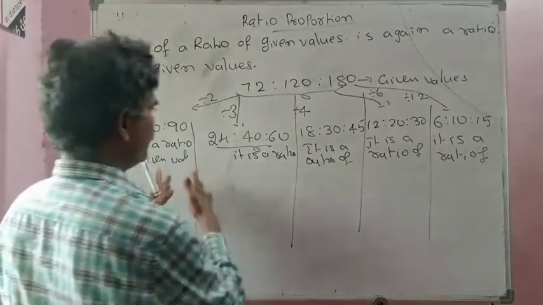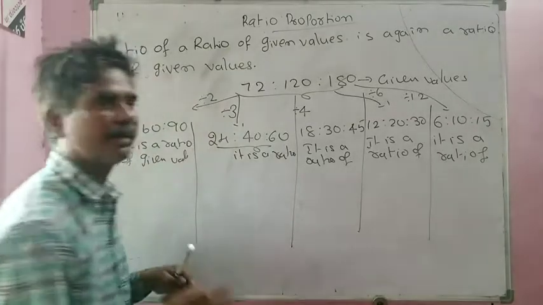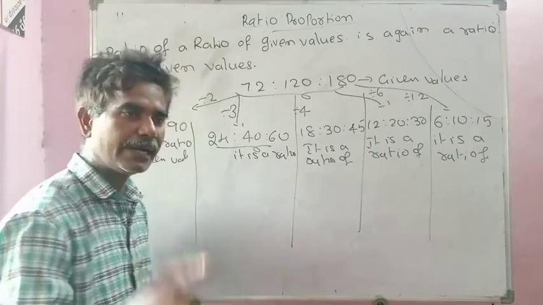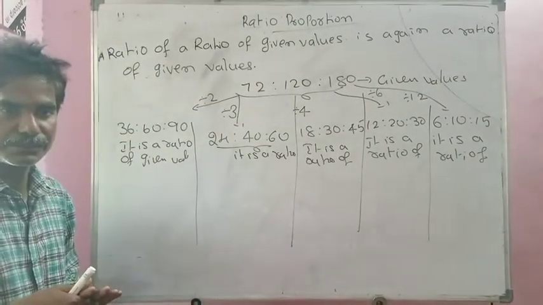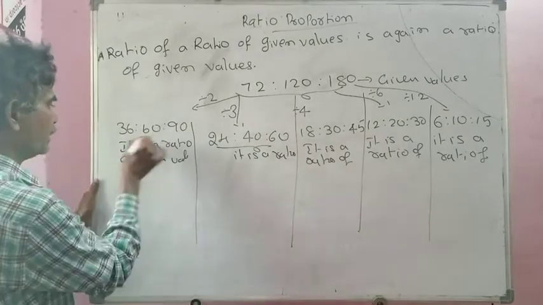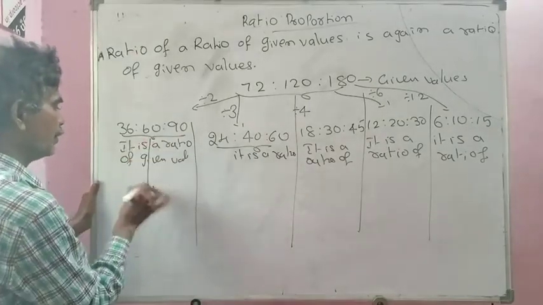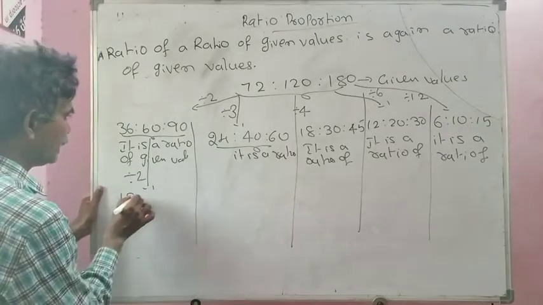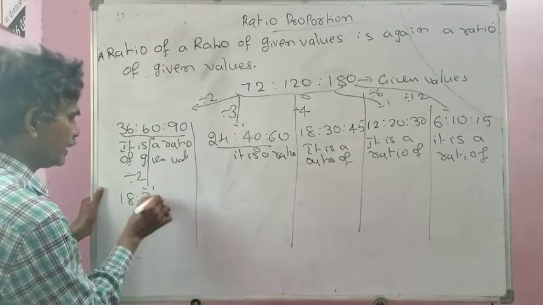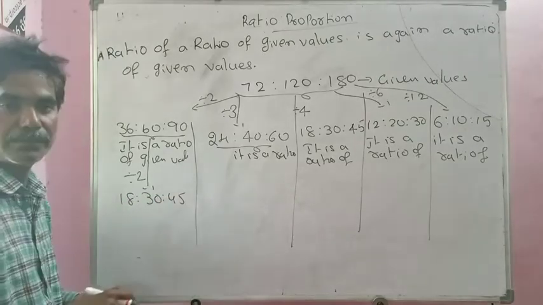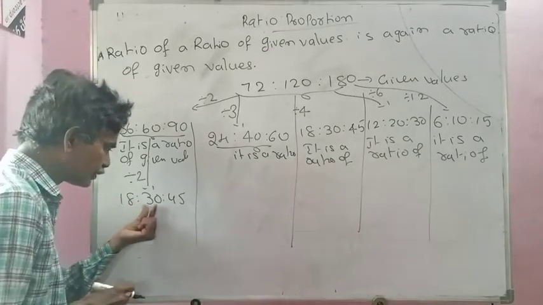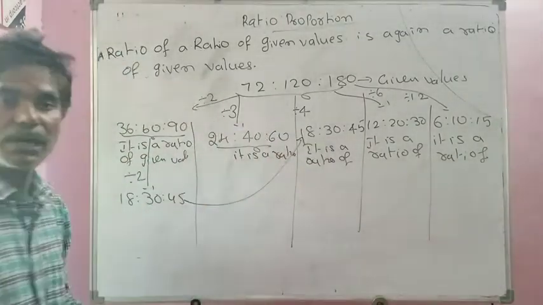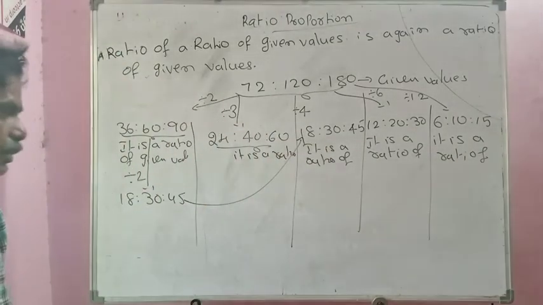Now we have different ratios of given values. Now let us find out ratio of these ratios. For that, let us divide this ratio by 2. Then you will get 18 is to 30 is to 45. This one is equal to one of the ratios of given values.